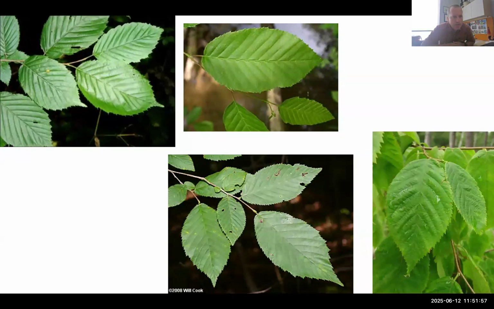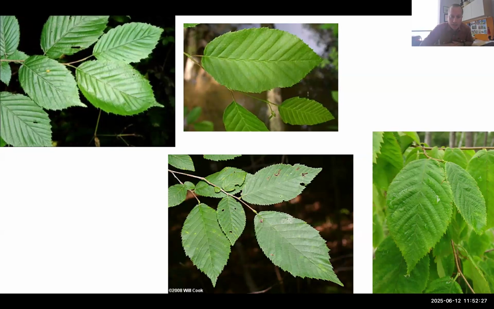So the top one is going to be American hornbeam. American hornbeam has kind of a tattered looking edge, but it's doubly serrate. But same goes for eastern hop hornbeam on the bottom. So the bottom two pictures are eastern hop hornbeam. Both of them can be referred to as musclewood. Some people refer to them as ironwood. Actually, both can be referred to as ironwood. American hornbeam is sometimes referred to as musclewood.